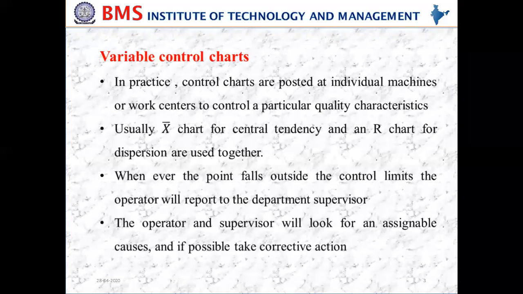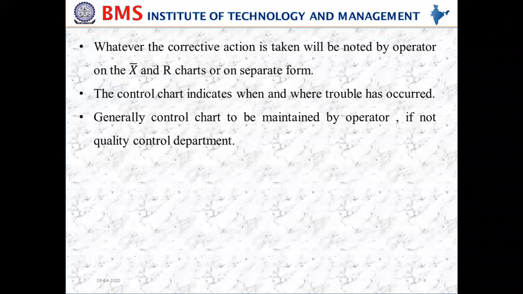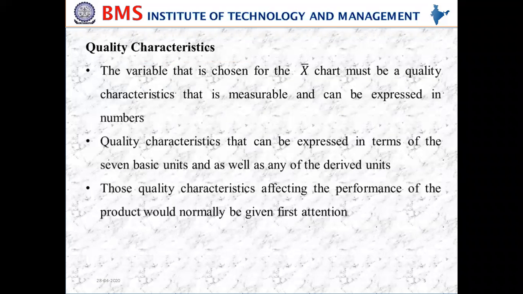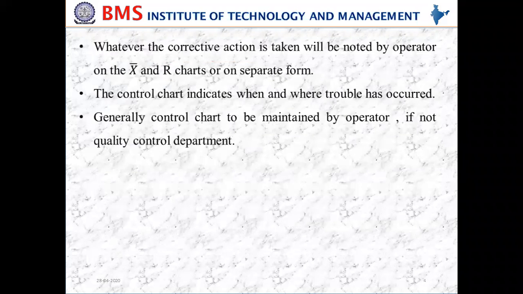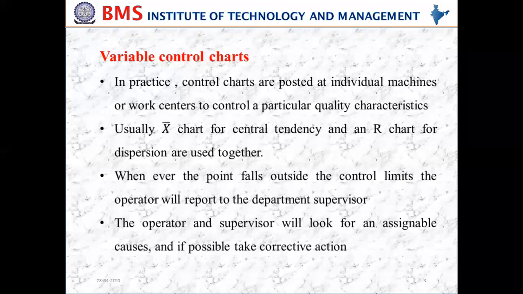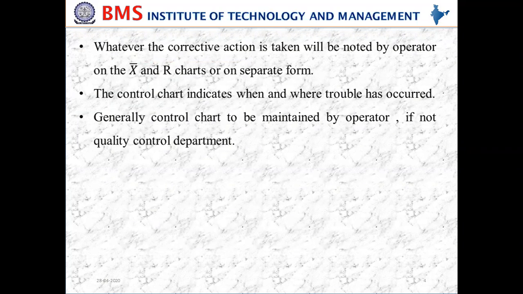And for variable control charts, as we talked about yesterday, in practice control charts are posted at individual machines and work centers to control their particular quality characteristics. So we discussed the quality characteristics. In fact, the control charts are used to control the quality characteristics which are not able to be kept under control.